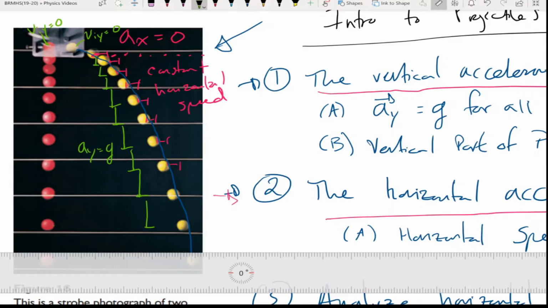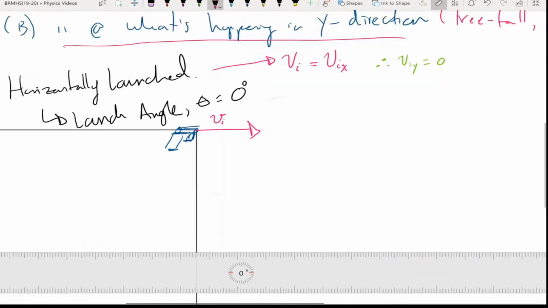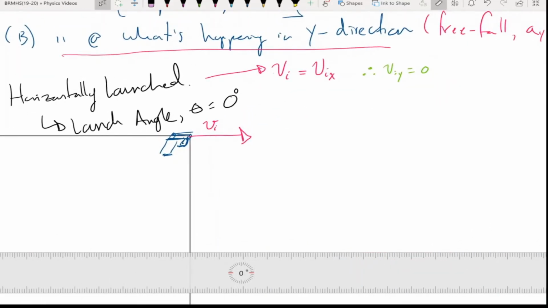But the yellow one does have an initial velocity in the x direction, and that velocity is how quickly it's shot by that little piston that shoots out. In the case of our Nerf launcher, it's how quickly the Nerf dart leaves the gun. That's what the pink is, v_ix, the initial velocity in the x direction. Okay, so here are two things that we know.